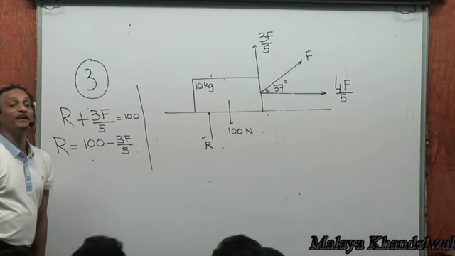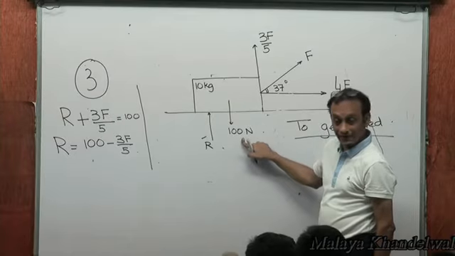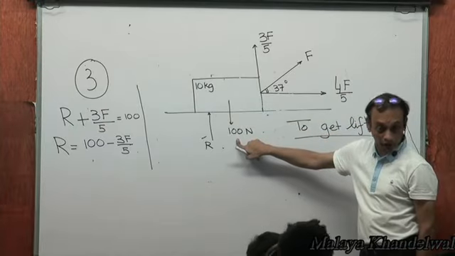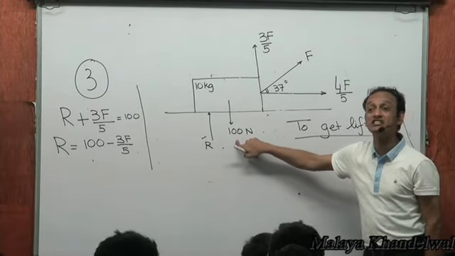Now, let me find out the value of F for which it will get lifted. Right? To get lifted, 3F by 5 must be greater than or equal to 100 newtons. Right? 3F by 5 must be greater than or equal to 100 newtons. That will give me the critical value of F for which the block will get lifted. Right?